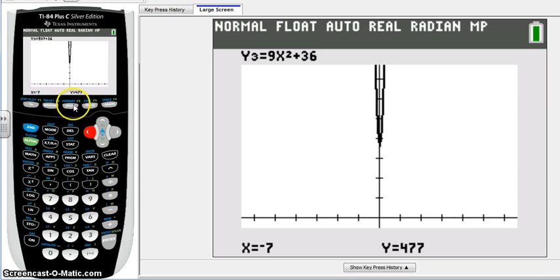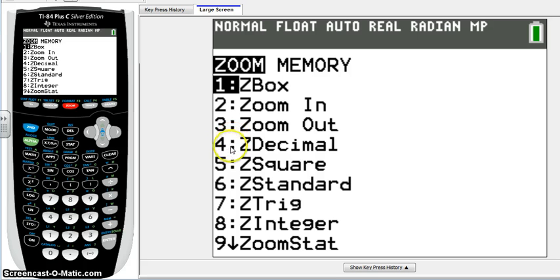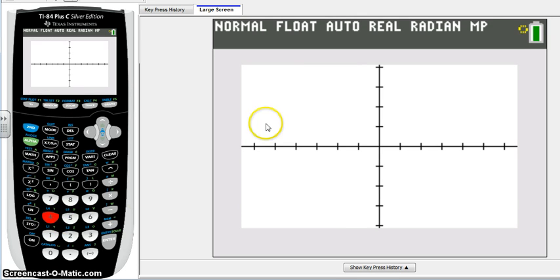And the second would be also in your zoom function, and that's zoom 4, that's your decimal option. So remember, zoom 8 was your integer, zoom 4 is going to be your decimal option. And again, it changes my window. I don't necessarily have a good image of my graph, but let's press enter again to make sure everything's set, and let's see what happens when I press trace now. When I press trace now, with my zoom decimal, I'm increasing by 1/10 at a time. And so I'm able to see nice, pretty numbers as it increases by tenths.